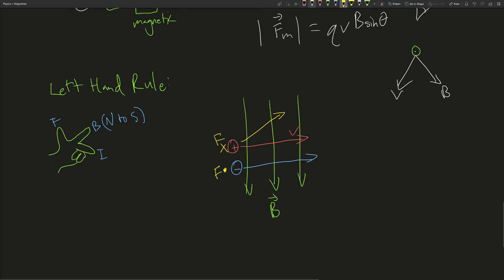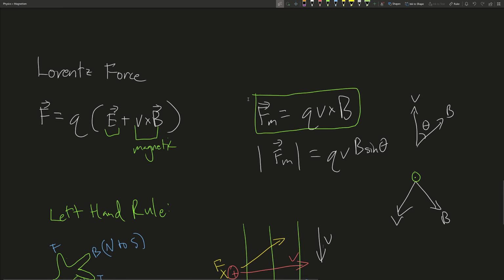And finally, if you have any charge that's moving parallel to B, then you know that sine theta here is equal to 0, which means that the force is 0. So if the charge is moving parallel to the direction of the magnetic field, then the magnetic force from the Lorentz force is going to be 0.